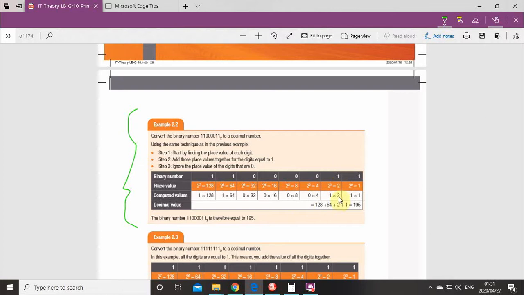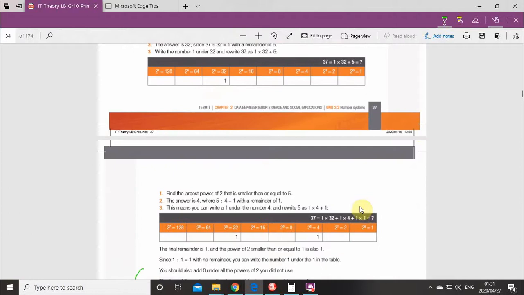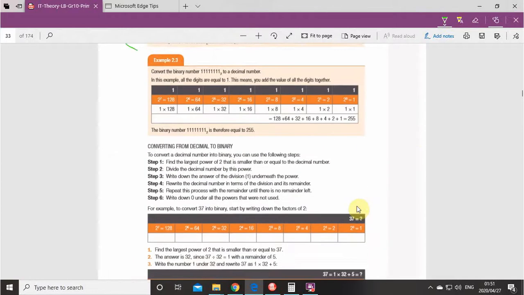Okay, then we get to 1 times 2 is 2, so we're going to add that to our answer, and then 1 times 1 is 1, so we're going to add that. Then altogether we have 128 plus 64 plus 2 plus 1, and that gives us a total of 195. So we know 11000011 in binary is 195 in decimal.